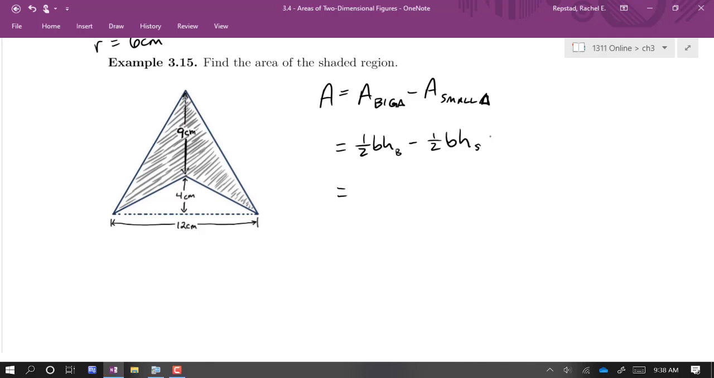Alright, so for the big triangle, the height is going to be the sum of 9 centimeters and 4 centimeters. That's 13 centimeters. That's the height of the big triangle. And the height of the small triangle is 4 centimeters.